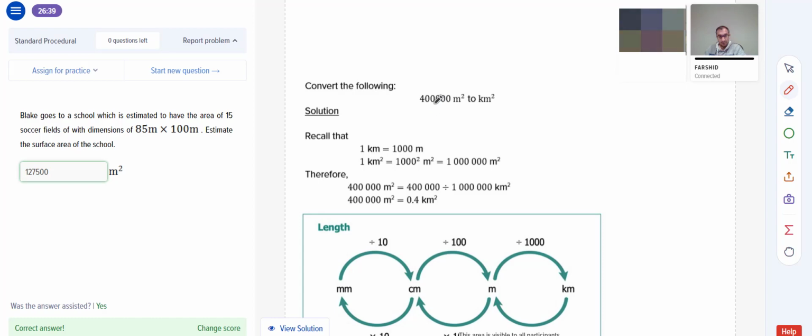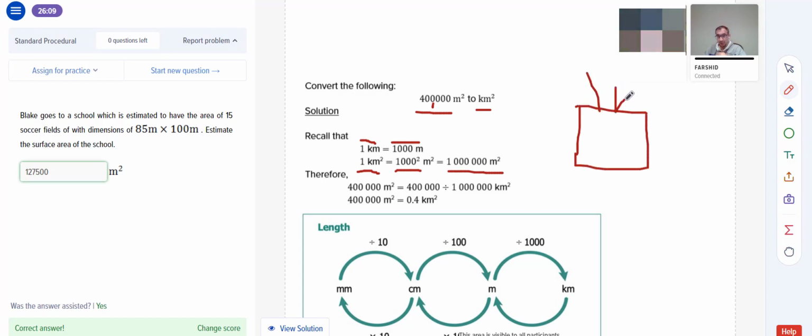So we have 400,000 square meter, and we want to convert it to square kilometer. Okay. We want to recall that 1 kilometer is 1,000 meter, and 1 square kilometer is 1,000 meter multiplied by 1,000 meter, which is 1 million square meter. Remember that each length and width is 1 kilometer, so the area is 1 square kilometer, right?